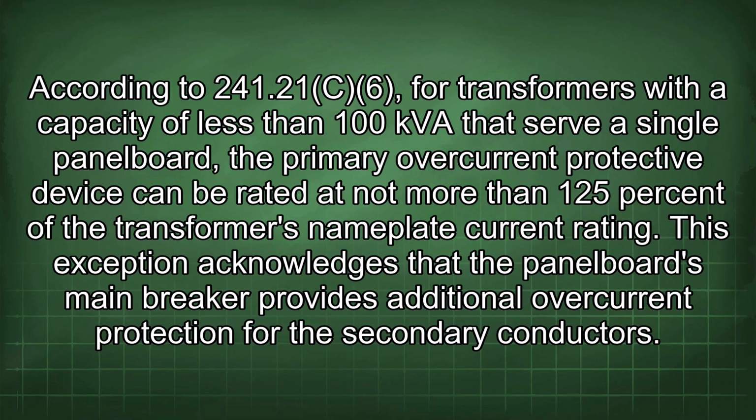According to 241.21(C)(6), for transformers with a capacity of less than 100 kVA that serve a single panel board, the primary overcurrent protective device can be rated at not more than 125% of the transformer's nameplate current rating. This exception acknowledges that the panel board's main breaker provides additional overcurrent protection for the secondary conductors.